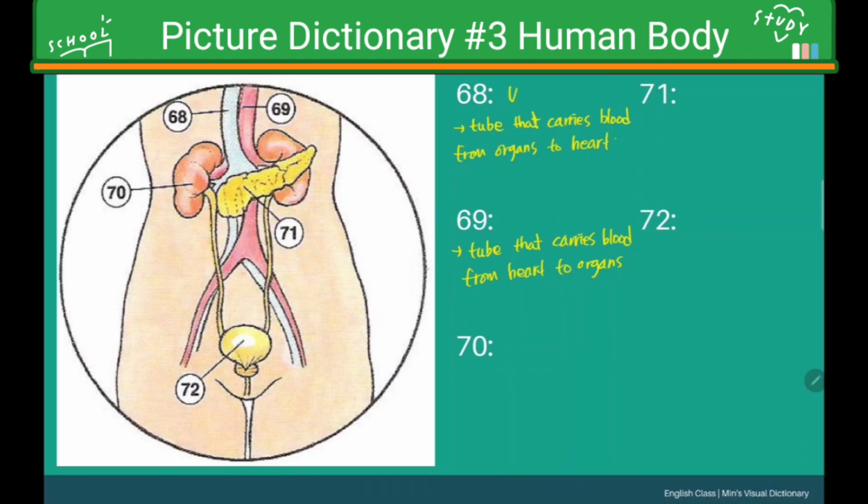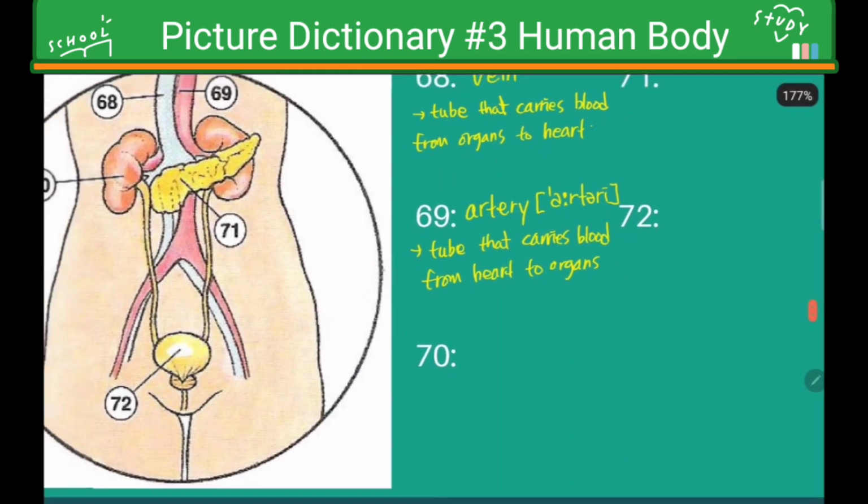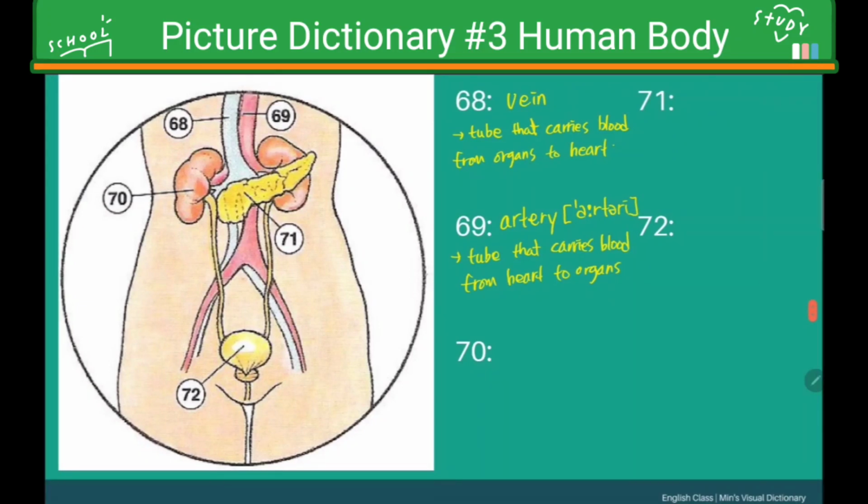And 68 is called vein. And 69 is called artery. And the pronunciation is, the stress is on the first syllable, so it's artery, artery.